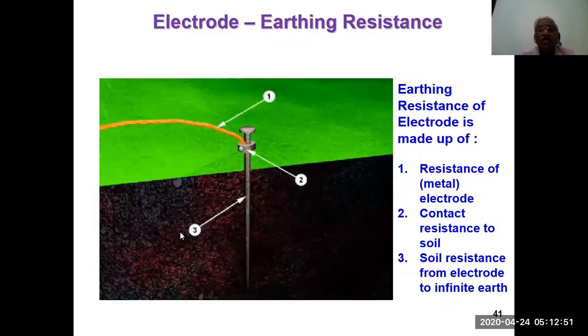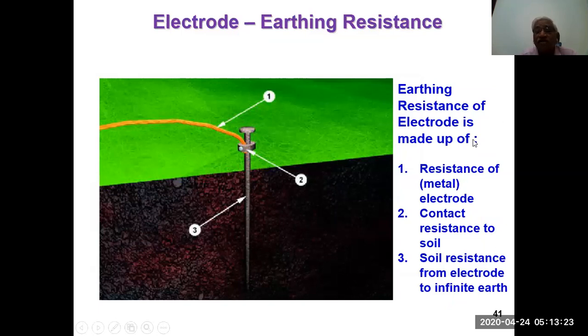Electrode earthing resistance. We are burying one conductor, but please understand one thing. This connection is made here, and you can take it as two connections. The connection should be perfect because this is a current carrying element. And from here to the ground also, you notice that the current flows in this direction, that is along the surface of the pipe. So the pipe should be carefully buried into the earth so that the current can flow.